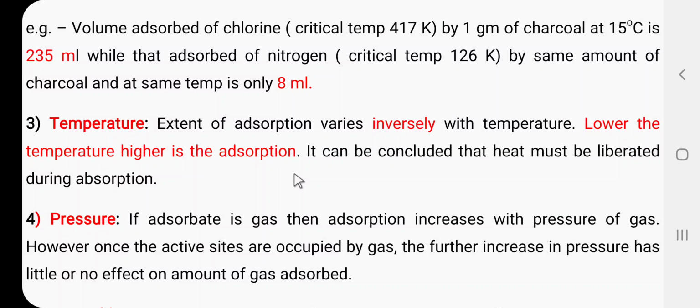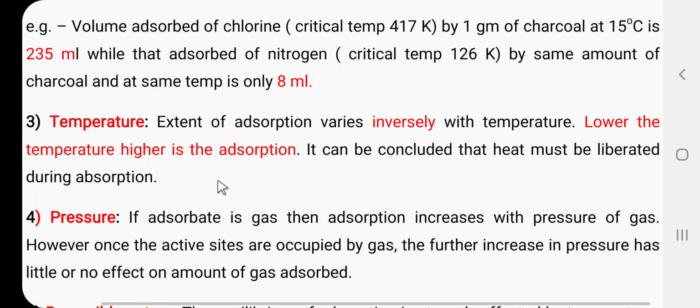Then the third factor is the temperature. The extent of adsorption varies inversely with the temperature. That means as we increase the temperature, the extent or rate of adsorption decreases. So, lower the temperature, higher is the adsorption. So, it can be concluded that heat must be liberated during adsorption, not absorption, adsorption. When the adsorption process takes place, heat must be liberated.